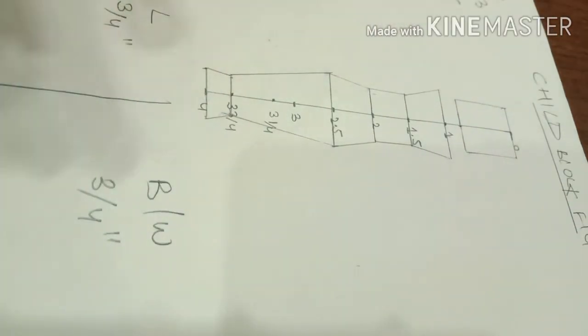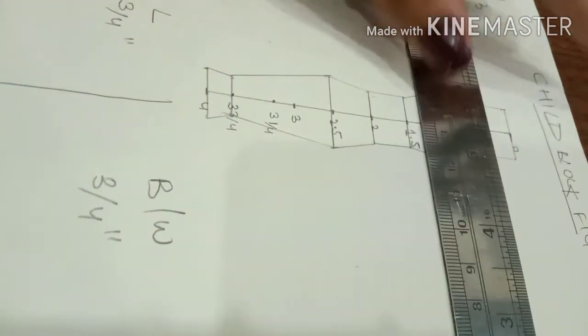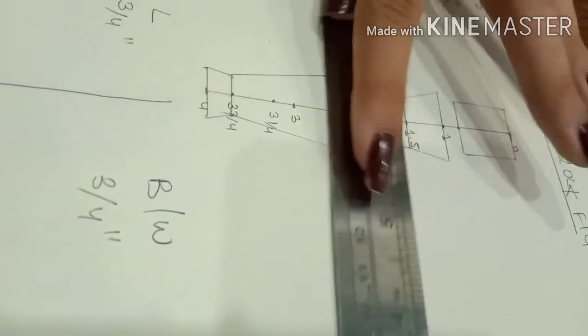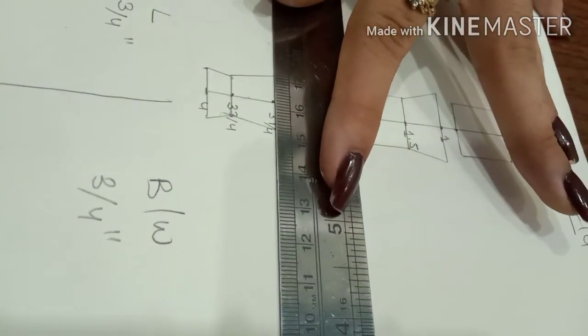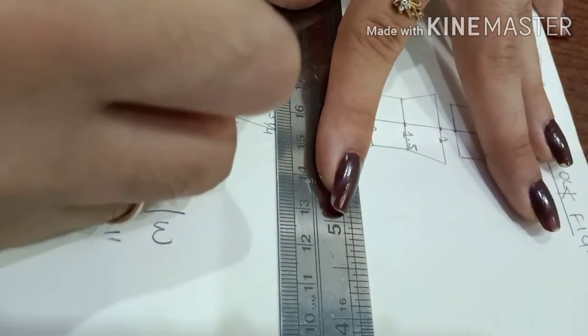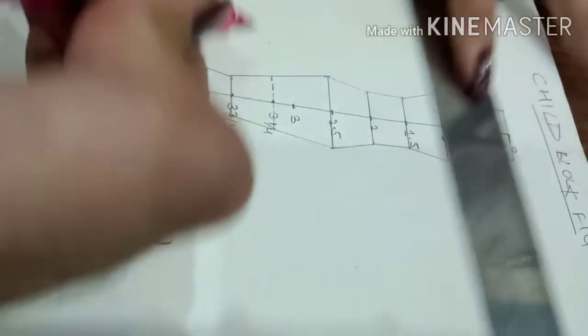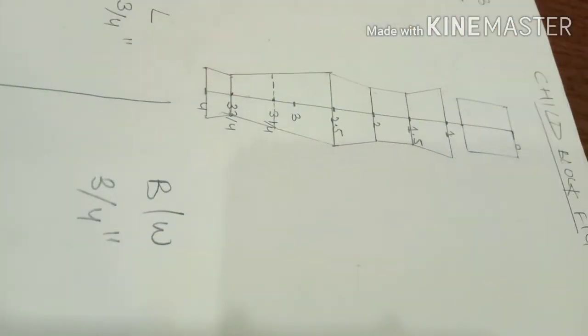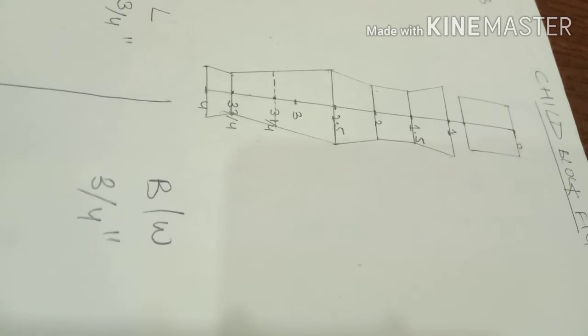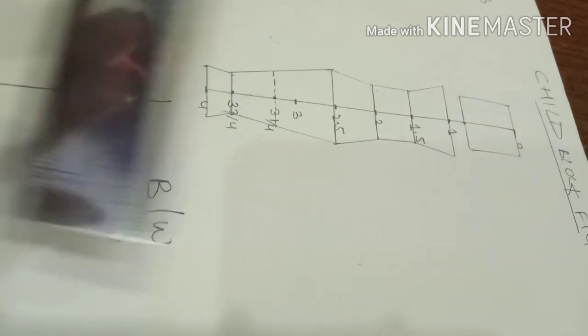After joining all these lines, now mark the knee line, that is 3 and 1/4. Make a straight line here. And it is our knee point. So next, draw the arms and hands.